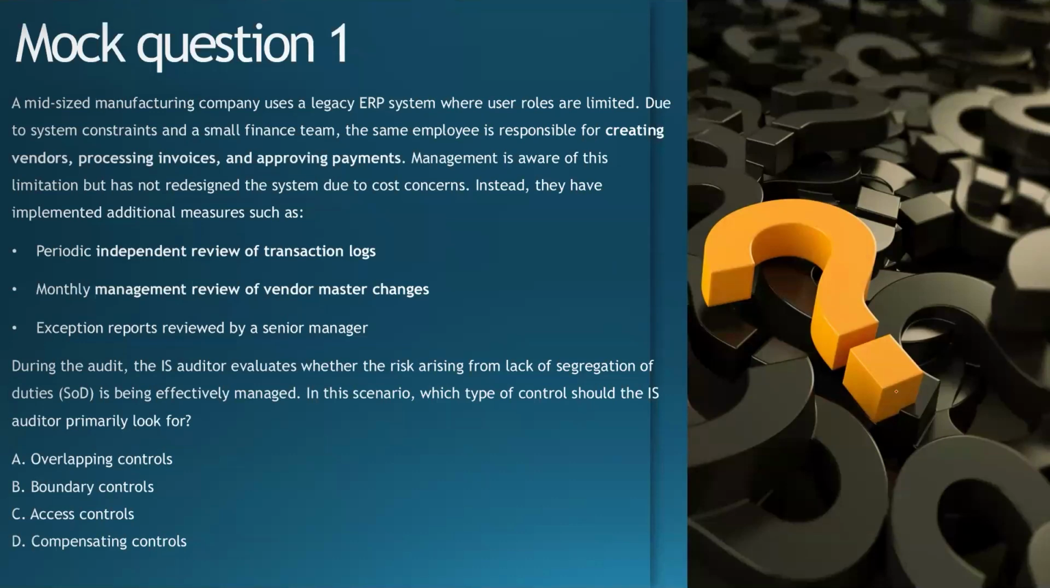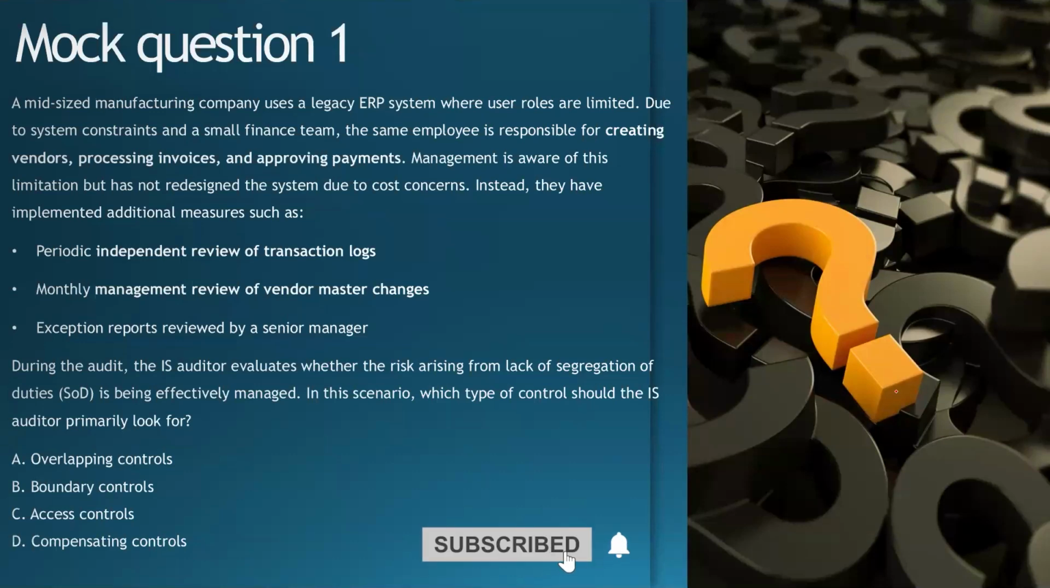Now, a mid-sized manufacturing company uses a legacy ERP system where user roles are limited. Due to system constraint and small finance team, the same employee is responsible for creating the vendor, processing invoices, and approving them in the system. Management is aware of this limitation but has not redesigned the system due to cost constraint. Instead, they have implemented additional measures such as periodic independent review of transaction logs, monthly management review of vendor master changes, and exception reports reviewed by the senior manager.